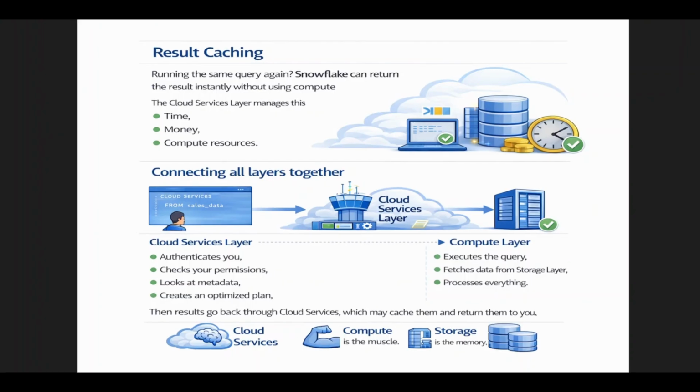So, to summarize the cloud services layer, it manages security and access, handles metadata, optimizes queries, controls transactions, manages infrastructure, and coordinates everything. It is the control plane of Snowflake. And with this, you now understand Snowflake's full architecture, which includes storage layer, compute layer, and cloud services layer.